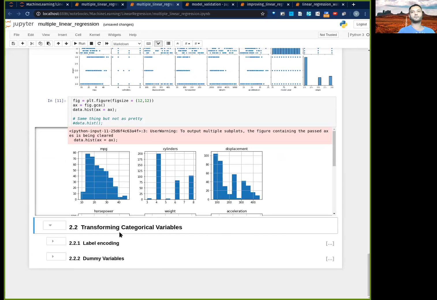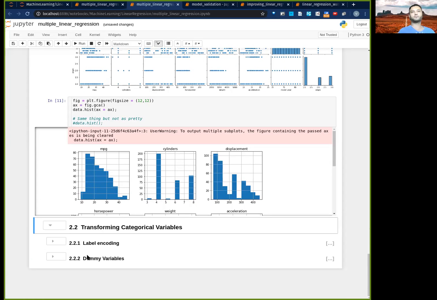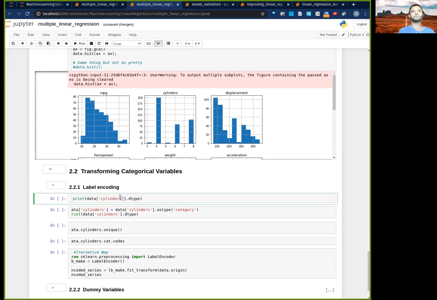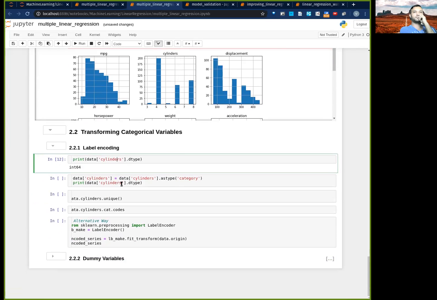Okay, let's say we identify something like the cylinders or origin to be a category. How do we do this? There are a couple of ways. One is called label encoding, which I'll say up front I don't think is usually the best option. Usually we'll talk about dummy variables, one-hot encoding, but I'll show you what label encoding does. Say we have a 4-cylinder car, a 6-cylinder car, and an 8-cylinder car; maybe it makes more sense to call them category 1, category 2, category 3. That way we keep it separated from the number, which might be more confusing than it actually is. That's where the idea of label encoding comes in.